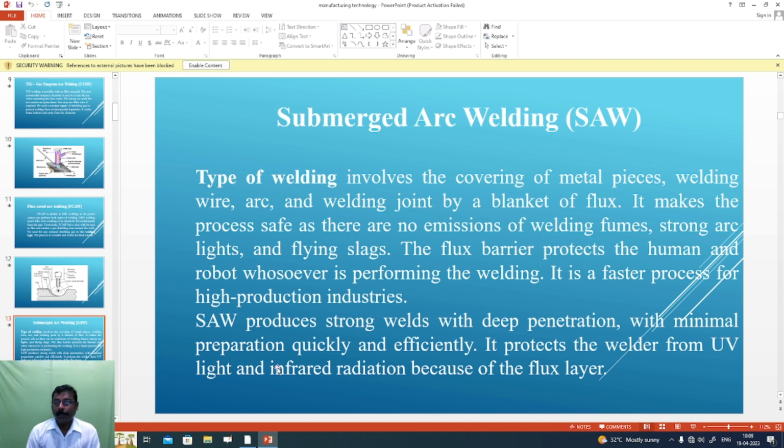It is a faster process for high production industries. SAW produces strong welds with deep penetration with minimal preparation, quickly and efficiently. It protects the welder from UV light and infrared radiation because of the flux layer.